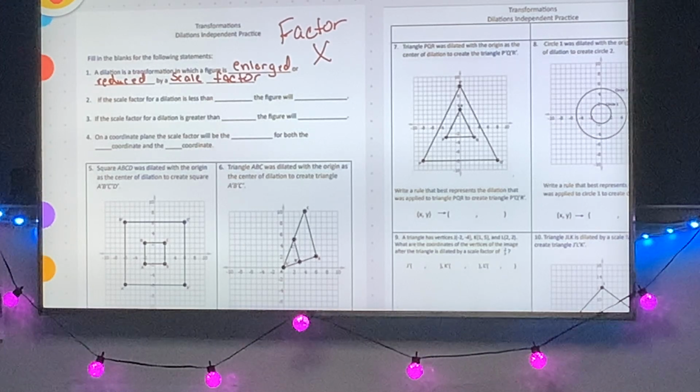If the scale factor for a dilation is less than 1, the figure will reduce. That means it's going to get smaller. If the scale factor for the dilation is greater than 1, the figure will enlarge.